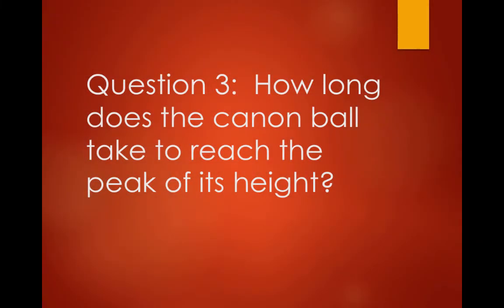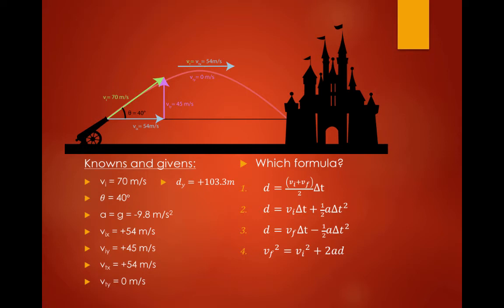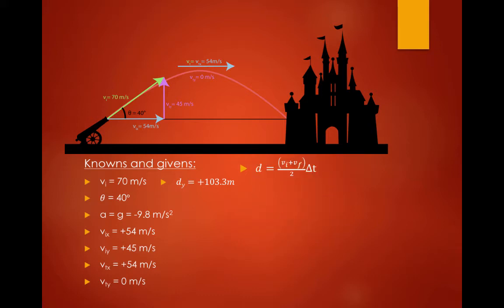Question number 3. How long does the cannonball take to reach the peak of its height? Here are givens, knowns, and calculated values. Which formula shall we choose? Looks like we can use equation 1, 2, or 3, but equation 3 will need the quadratic formula, so it's between 1 and 2. Let's use equation number 1. D equals Vi plus Vf over 2 times delta t. Plug in our values, solve for t, and we get time is 4.59 seconds.